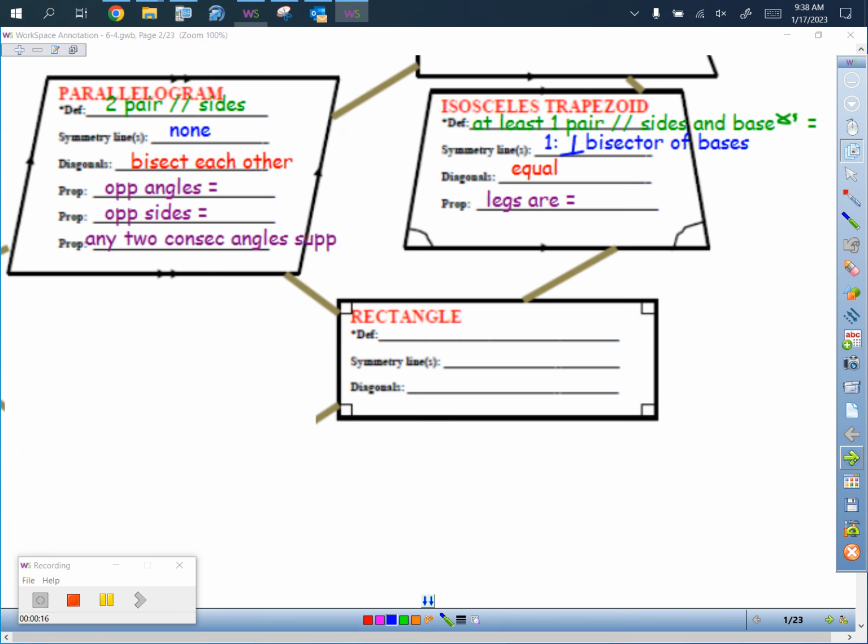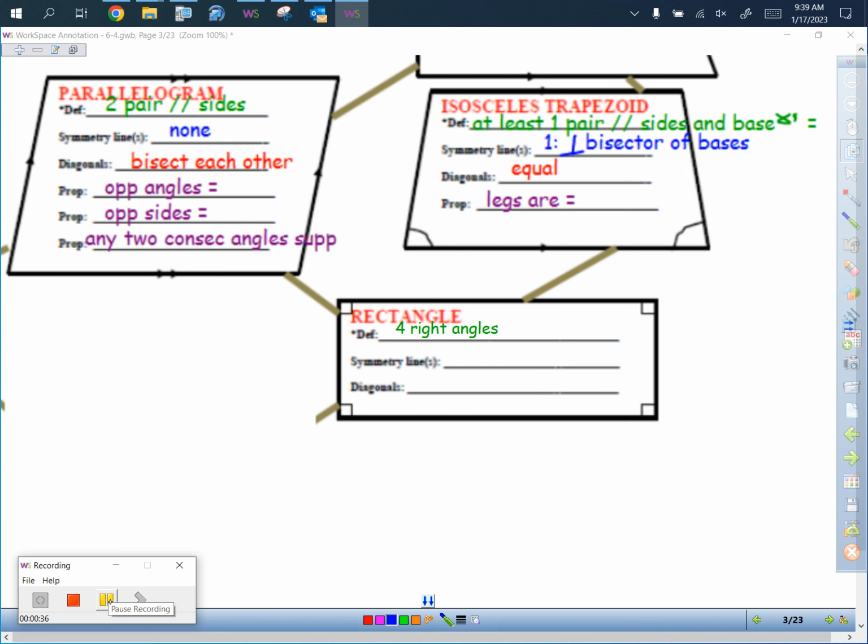So let's start first with the rectangle. Would you believe the rectangle in this family's tree, his parents are the isosceles trapezoid and the parallelogram? Like if those two got together and had a baby, they would have themselves a rectangle. Definition, I guarantee you'll get that right. What is the definition of a rectangle? Boom. 4 right angles.